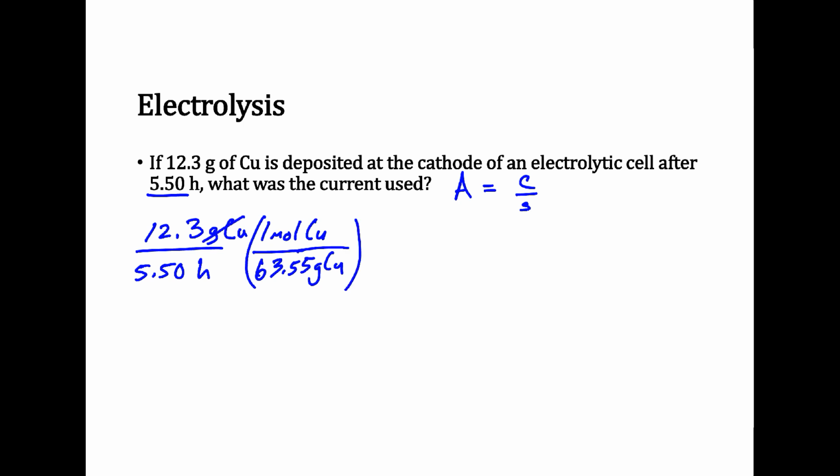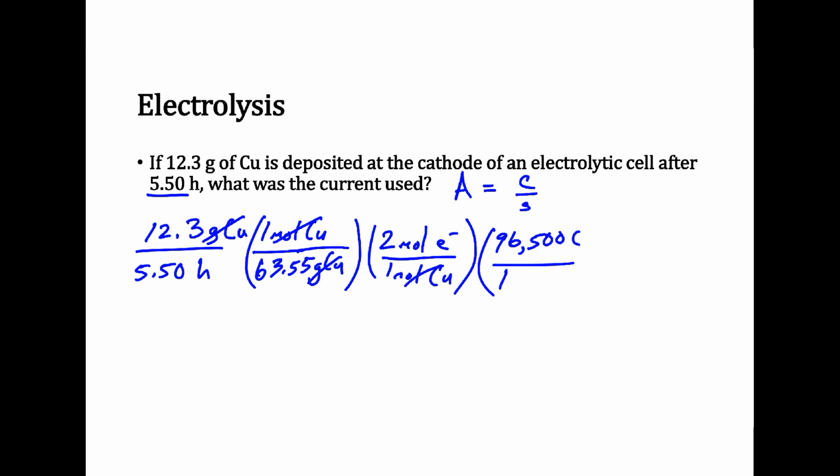Okay, so grams of copper cancel. Now for every 1 mole of copper, we'll assume that it's going to copper 2+, and I would be more specific in a homework question, but since it's based off the previous question, we'll use 2 moles of electrons. And now we can go from moles of electrons to coulombs using Faraday's constant, so 96,500 coulombs for every 1 mole of electrons.